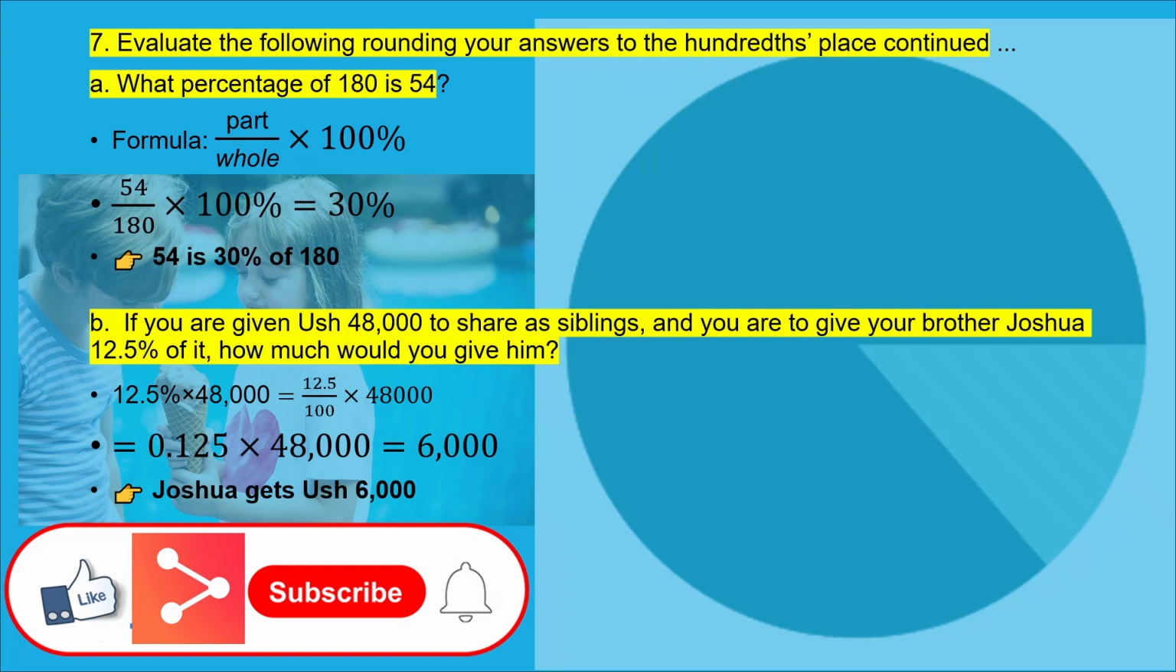Number 4, if you are given 48,000 to share with your siblings and you gave your brother Joshua 12.5%, how much would you give him? That makes it 12.5% times 48,000, meaning 12.5 over 100 times 48,000, and you get 6,000 shillings that you give to your brother.